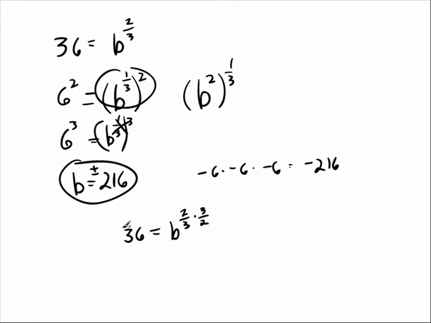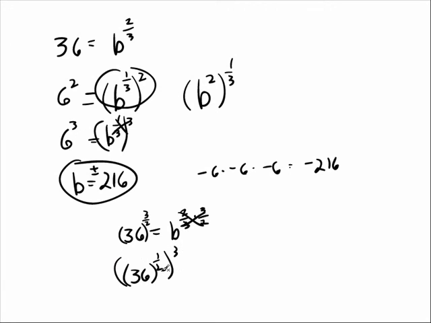But what do I have to do here? I've got to take that to the 3 over 2. That might be a better way to do it, to tell you the truth. I don't know why I didn't think of that. So what do we get? We get 36 to the 3 over 2. Well, this is what you were talking about. So 36 to the 3 over 2 is the same thing as 36 to the 1/2.